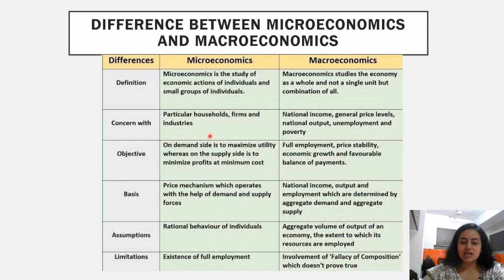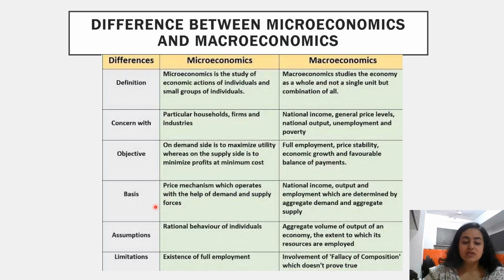The objective of studying microeconomics is that on the demand side, we want to maximize the utility, whereas on the supply side it is to maximize the profit. On the macroeconomics end, the objective is to study full employment, price stability, economic growth, and a favorable balance of payments. Later on, when you study monetary policy and fiscal policy or any other thing about economic policy, you will understand that these are the major objectives of the economy as a whole, that we want to achieve full employment, price stability, economic growth, and a favorable balance of payments.